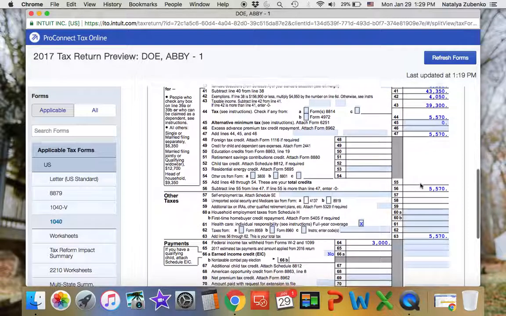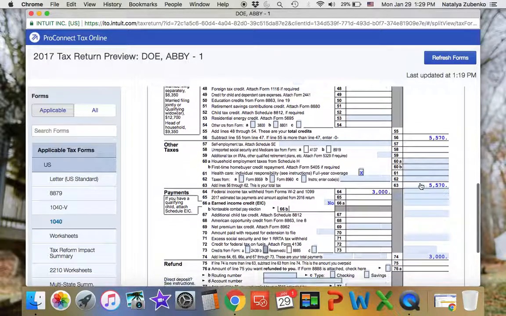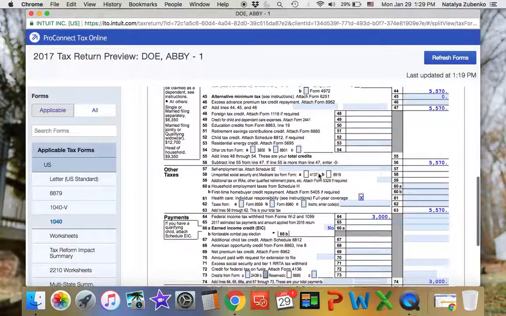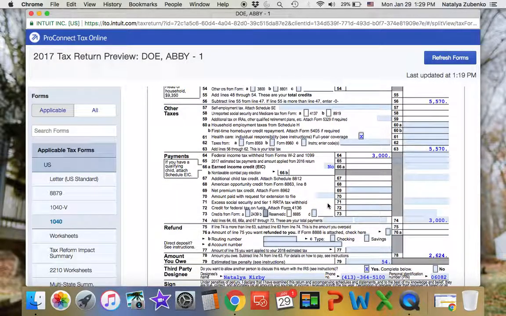Now you come down to here. Don't worry about this top piece. We're doing a really high level, very simple return. Line 64 says, okay, what did you actually pay to the IRS for tax? Federal income tax withheld from your W-2. This is the amount of money that you paid to the IRS in withholding. So this is federal withholding, and it's on your W-2. It's box number 2, federal income tax withheld.